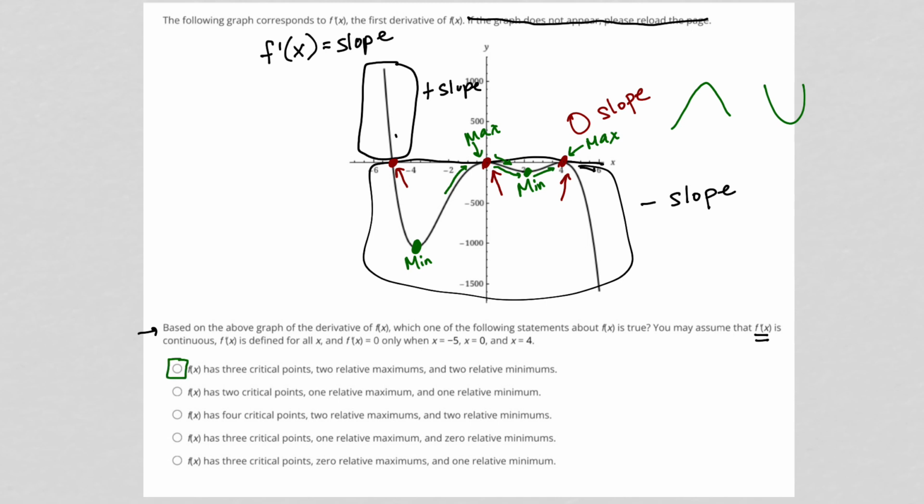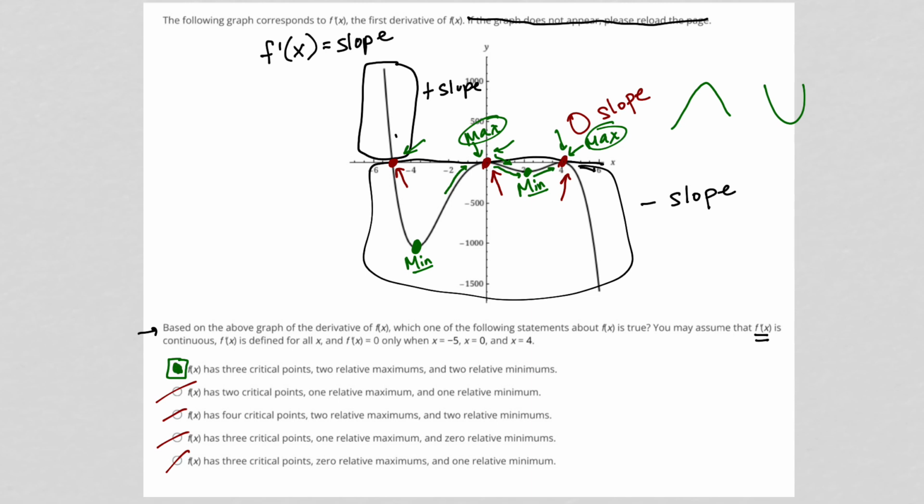And let's just check the rest to see if we like that, right? We do have 2 minimums, 1, 2. We have 2 maximums, 1, 2. And we have 3 critical points at 3 red dots here. So the next one says 2 critical points. No, right? That wouldn't make any sense. Obviously we have 3 dots, though. That's gone. 4 critical points, nope. 3 critical points, 1 relative maximum. Oh, there's 2 maximums. The last one, 3 critical points, 0 maximums. That's not true either. So the first one is definitely the best answer.